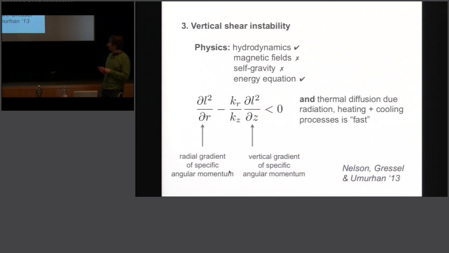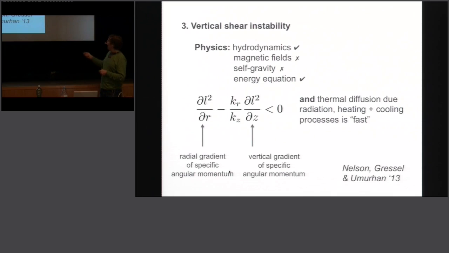Then there's a third instability, which I wanted to mention, called the vertical shear instability. And here the physics that's involved, it's a little bit of a subtlety actually about exactly what physics is involved, but let's say the main physics is hydrodynamics, and then there's also a role of the energy equation, of the heating and cooling balance within the disk. So here you need hydrodynamics. You also need some sort of thermal diffusion due to radiation or heating and cooling processes that is in the right regime of speed, neither too fast, or in this case, fast enough, basically, so not too slow.